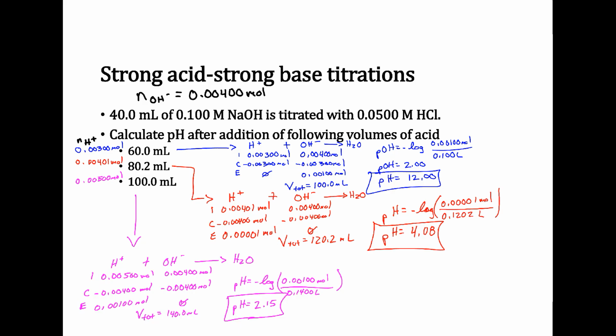All right, so here's the solution to this problem. What you always want to do whenever you're solving a titration problem is to try to have an expectation for what your answer should be. So whether it's acidic or basic.